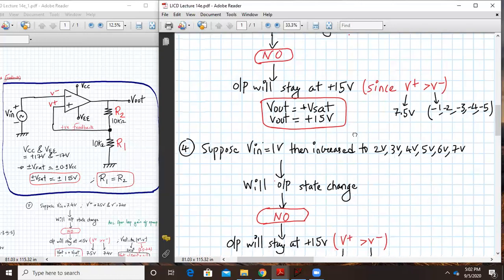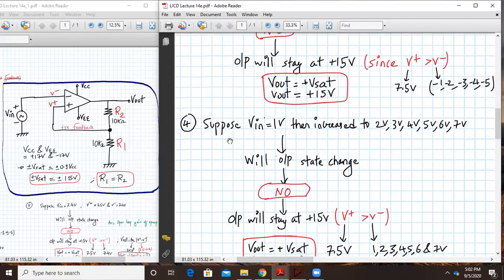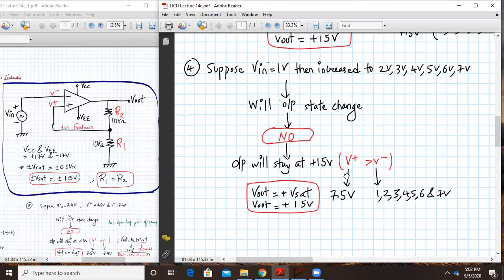Now, let's say that V in from 0 rises to 1 and goes to 2, 3, 4, 5, 6, 7. V in is a sinusoidal wave, so it will definitely go from 0, 1, 2, 3, 4, 5, 6, 7. So until it reaches 7, will the output state still change? Well, no. Why? Because this equation still holds. V plus is still greater than V minus, because V plus is 7.5. So unless V minus is greater than 7.5, the output will continue to stay at plus 15 volts.